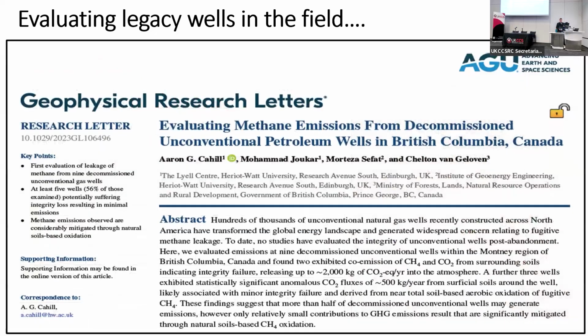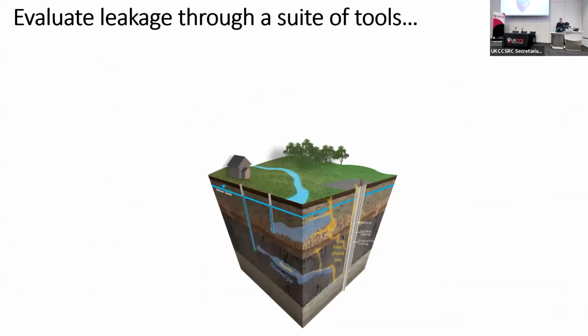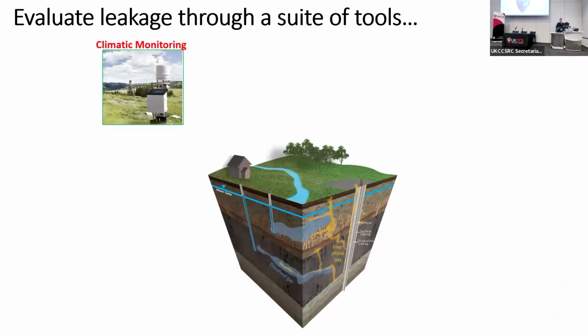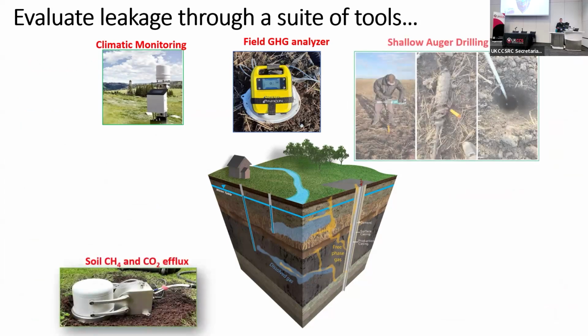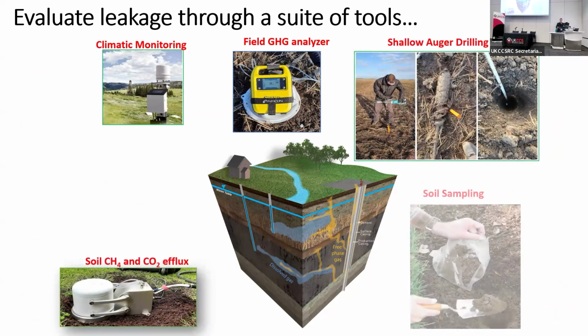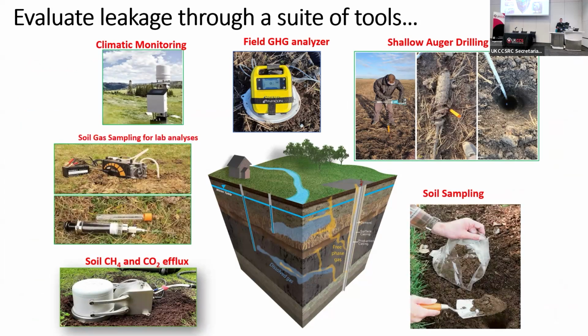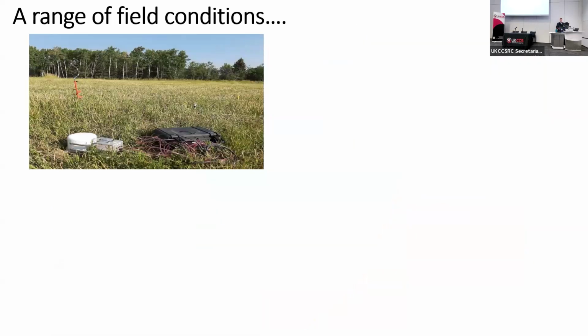This is described in a paper from a couple of years ago now. I'll just work through the key results. So what do we do when we go out in the field? Well, we take a bunch of equipment out. We monitor the climatic parameters: wind speed, barometric pressure, temperature. We take greenhouse gas analyzers and flux chambers. We poke around in the soils around the well. We take some samples, soils and also soil gases, and send them to the lab to try and understand if that given well is exhibiting signs of integrity failure.